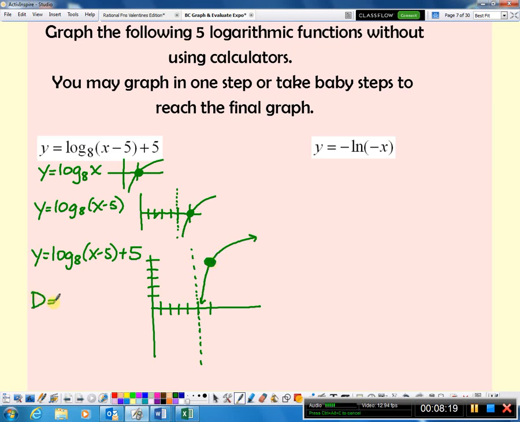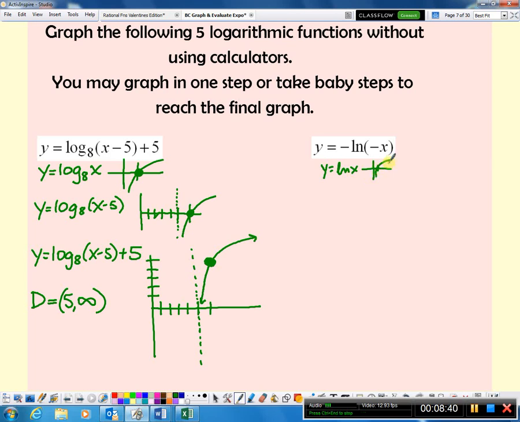Now that you have it graphed, do you see that it runs from the vertical asymptote to the right, or from 5 to infinity? Now on the next one, I'm going to start trimming a little bit. I'm thinking, okay, the parent function is y equals ln x. Baby steps, they don't have to be perfect.